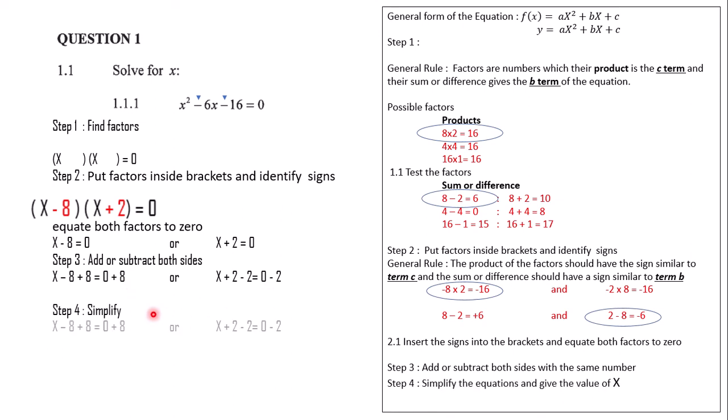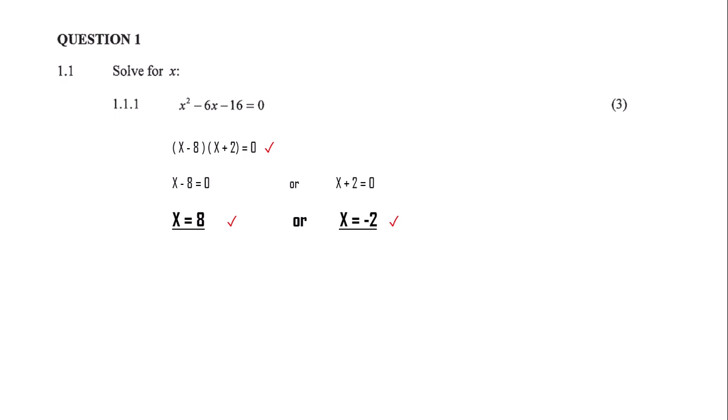And then we just go ahead and simplify those two signs, and that is the minus 8 plus 8 is 0, plus 2 minus 2 gives us 0, and we have our answers. X equals 8 or x equals 2. And that's how you're going to be writing out your answer.